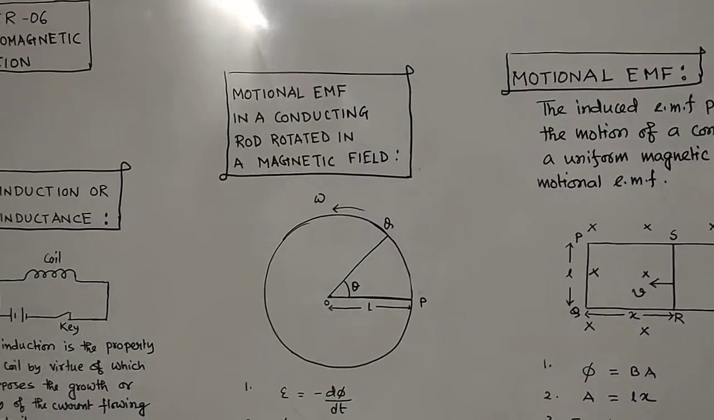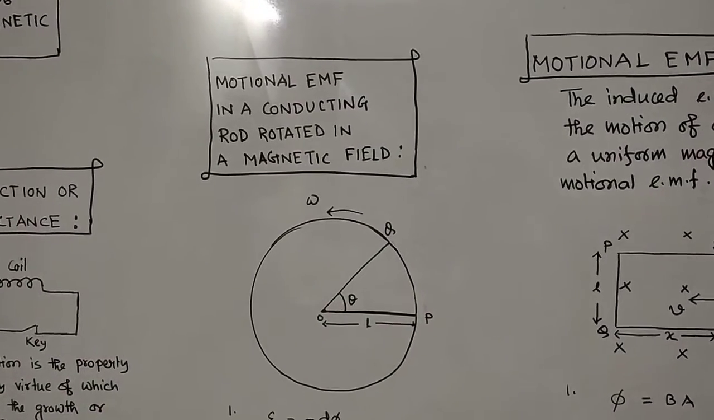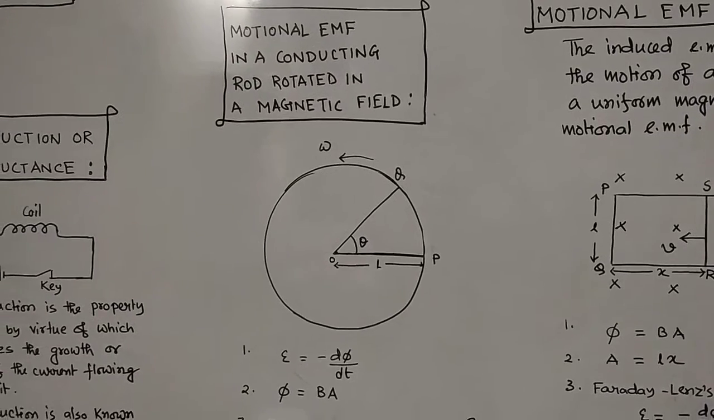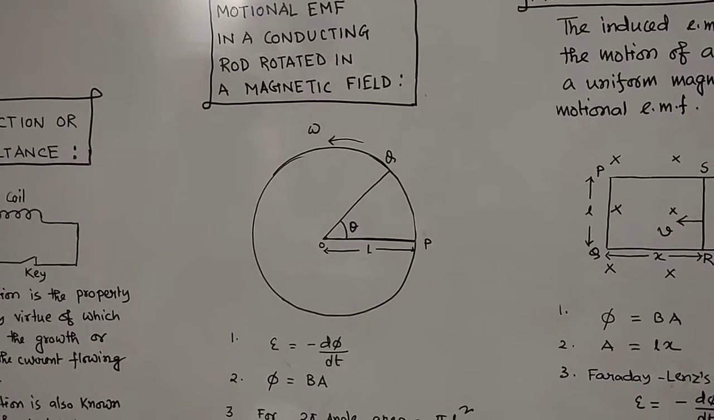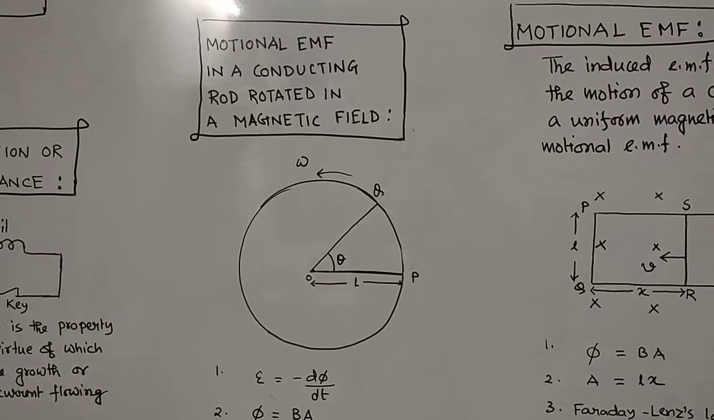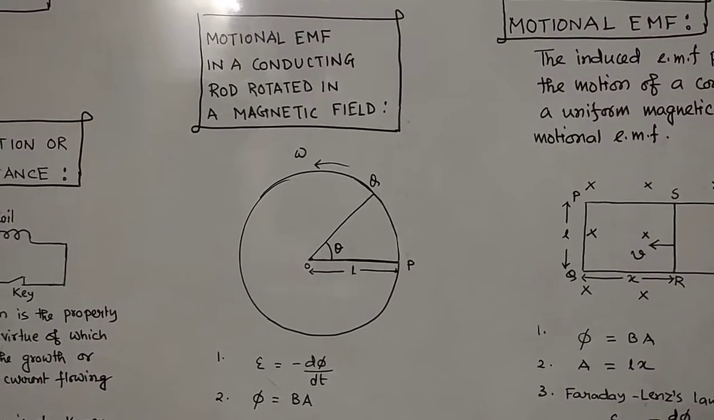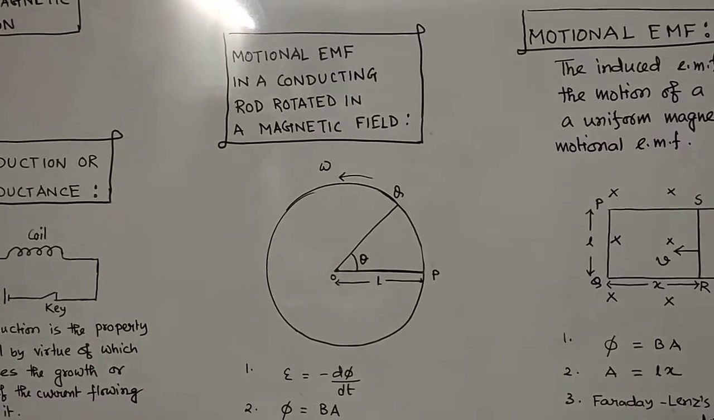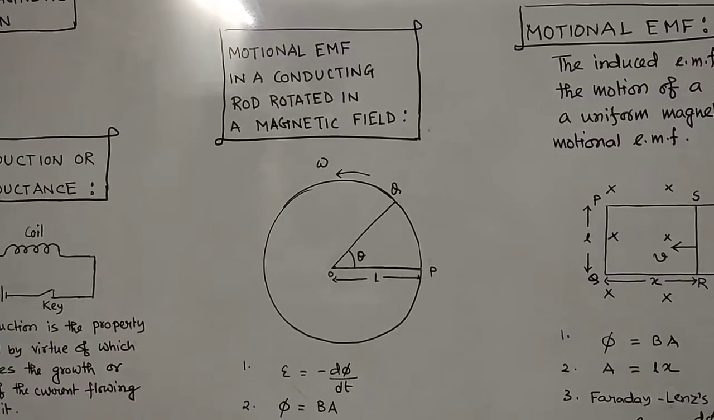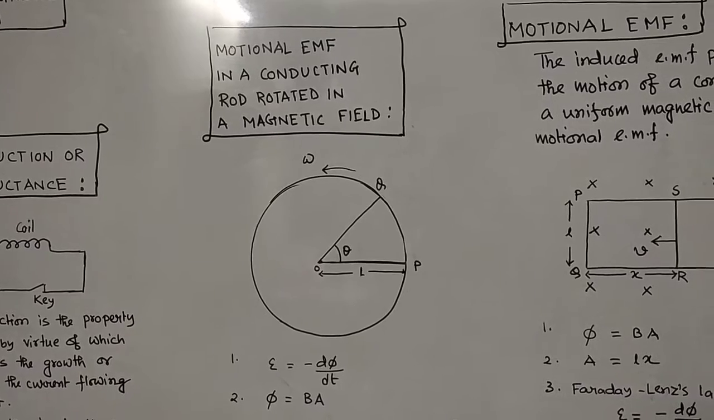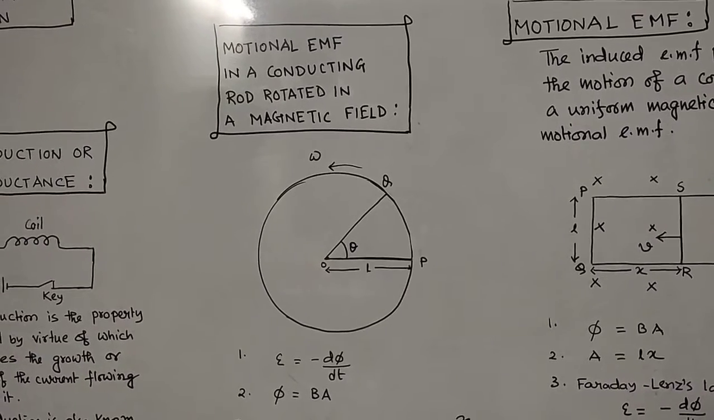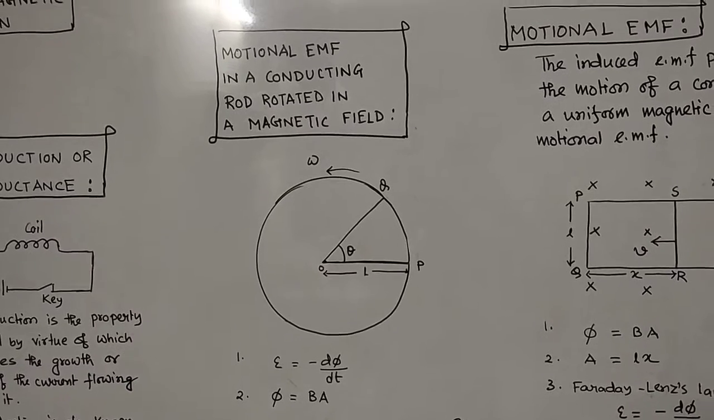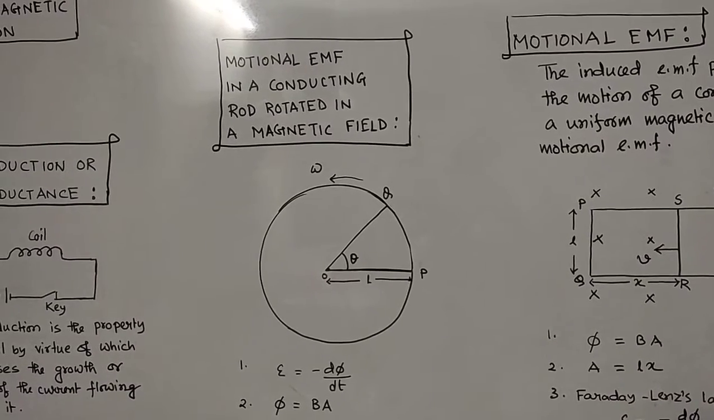Now the next topic which we are going to discuss is motional EMF in a conducting rod rotated in a magnetic field. So here you see this is OP, a conducting rod which is rotated in the magnetic field. So when you rotate this wire or the rod OP by fixing one end O, what will happen if you rotate it in the magnetic field?